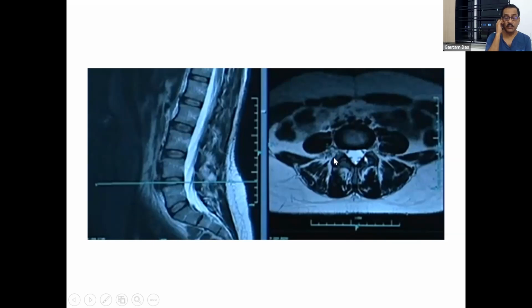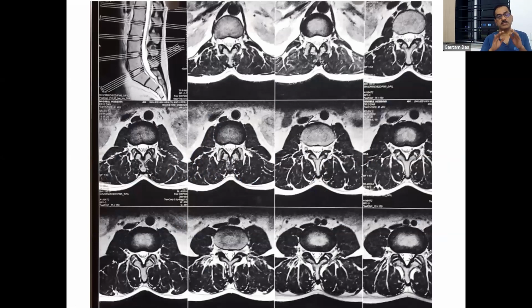Sometimes you see the exiting nerve root is compact, sometimes you see it's divided, depending on exactly from where the section has been taken. So the exiting nerve root will be seen either here or here, dividing. The traversing nerve root will be seen just inside the foramen. So this is your traversing nerve root. Now see, this is normal anatomy.